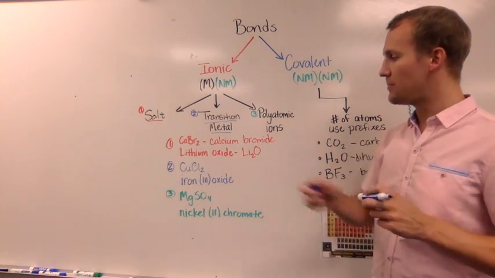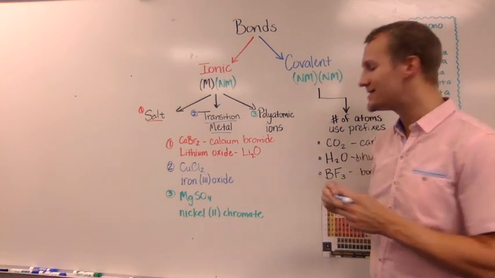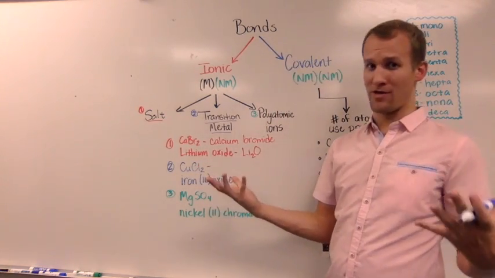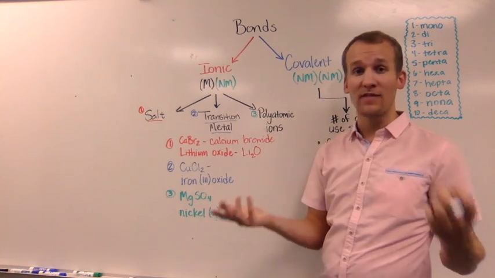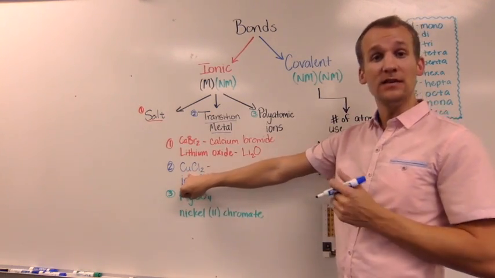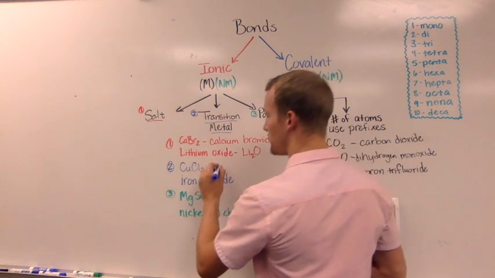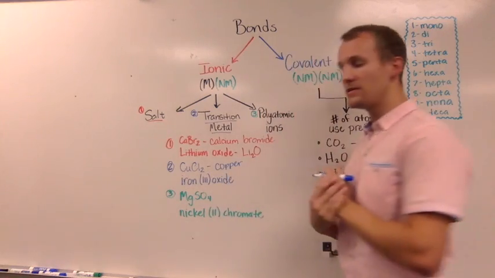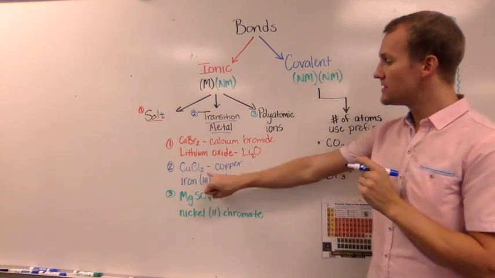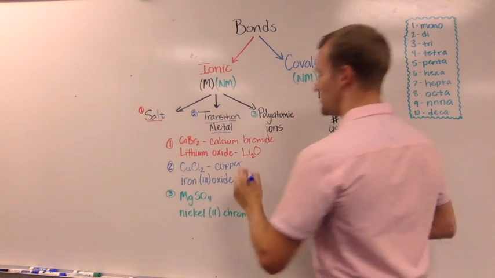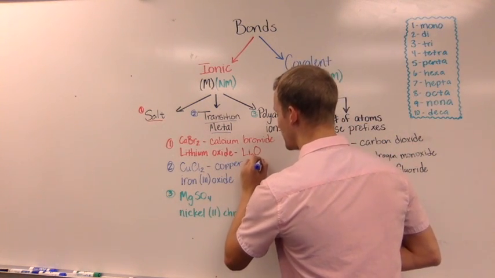So the first example here, we have CuCl2. We're going to start just like we did with all the other ones. Let's write down the elements that we know are there. The first element we have is Cu, which on the periodic table corresponds to copper. The second element that we have is chlorine, Cl.